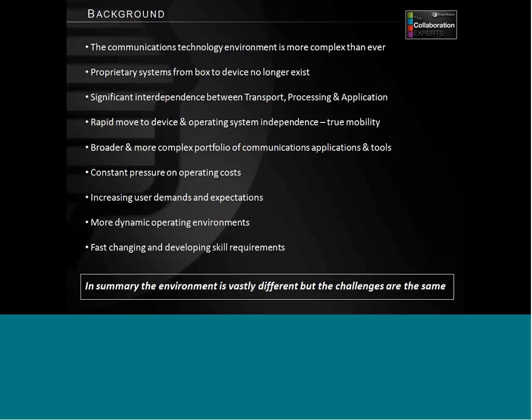The key thing from a communications perspective is that we have moved from a proprietary environment to a sort of multi-vendor, multi-application, much more complex environment from a support perspective. And so if you look 10 years ago, certainly from a Touchbase perspective, the work that we did from a support and management perspective was all around proprietary systems.